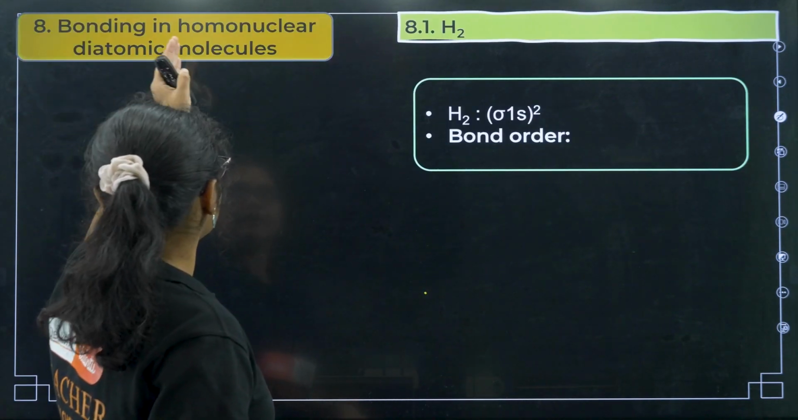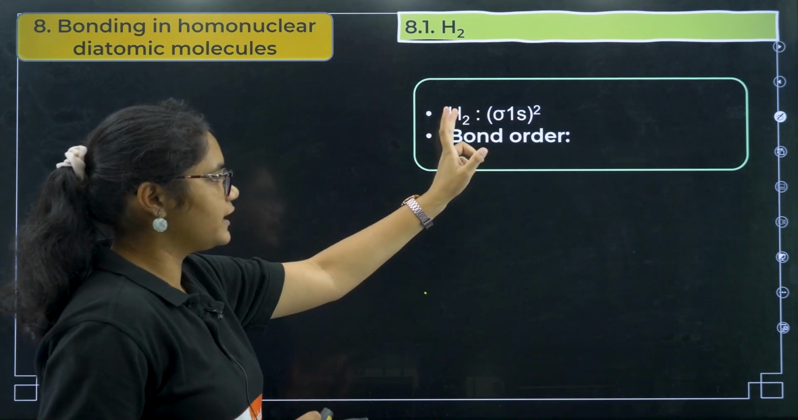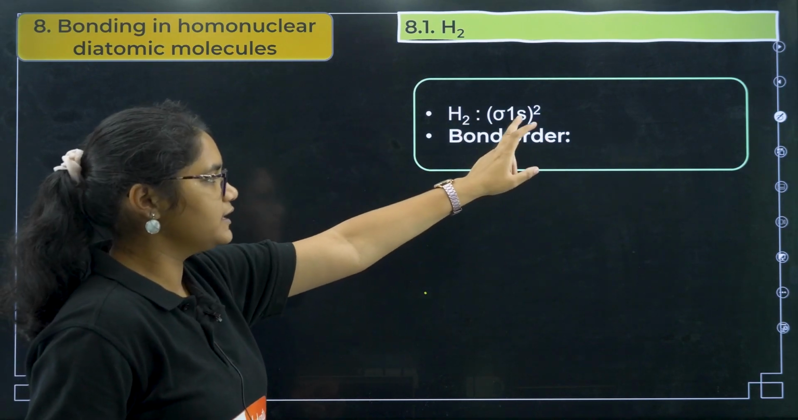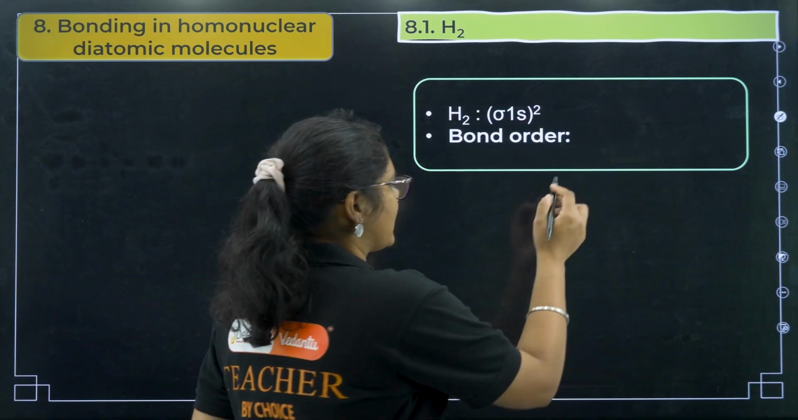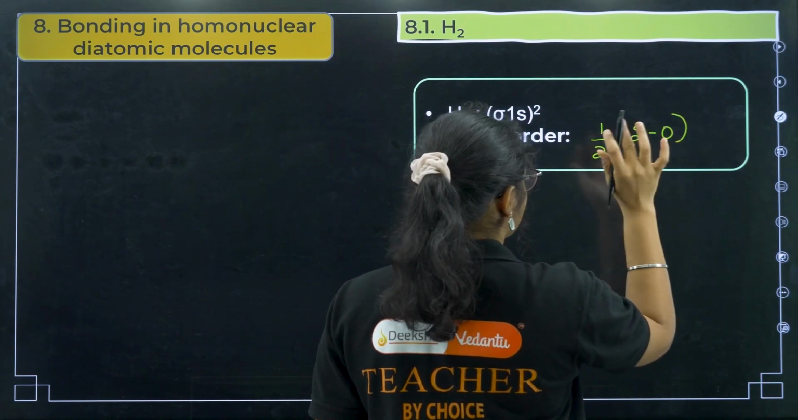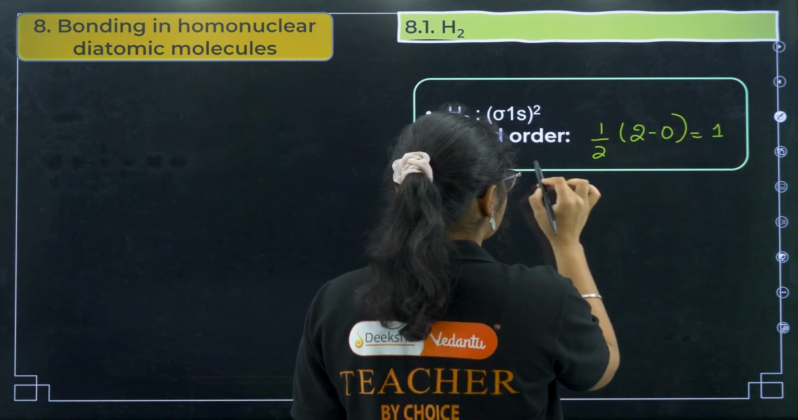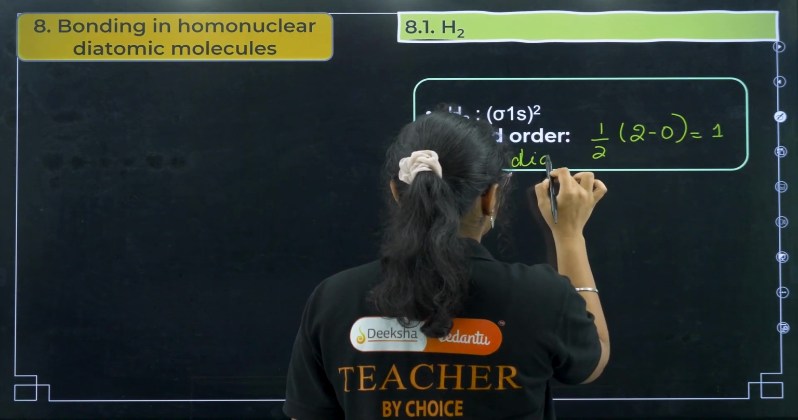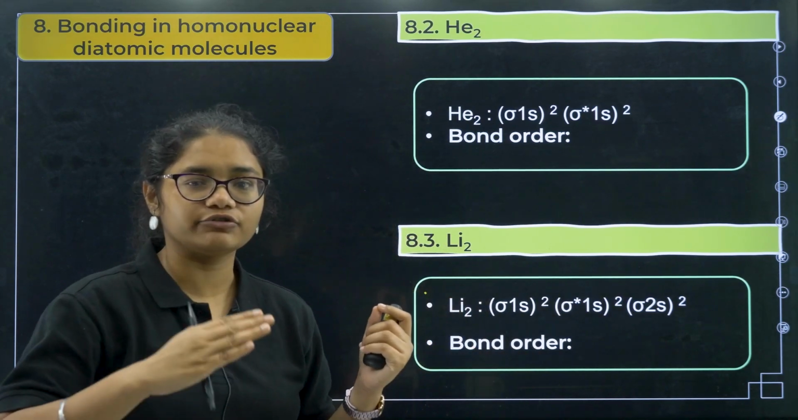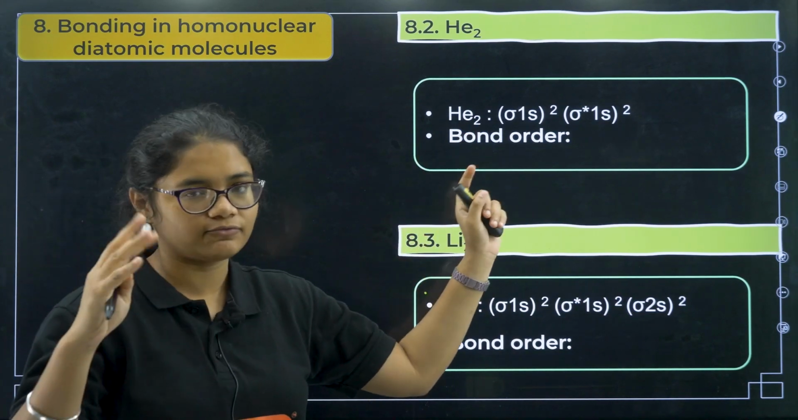Now coming to bonding in homonuclear diatomic molecules. See, H2 means there are two atoms, total electrons is 2, the first orbital is sigma 1s, so sigma 1s2. Now if I calculate half times the number of electrons in bonding minus the number of electrons in anti-bonding, that is half of (2 minus 0), it will give you 1, right. There is no unpaired electron, so it is diamagnetic, okay. Now if we come to He2, helium has 2 electrons, so two helium atoms will have 4 electrons.